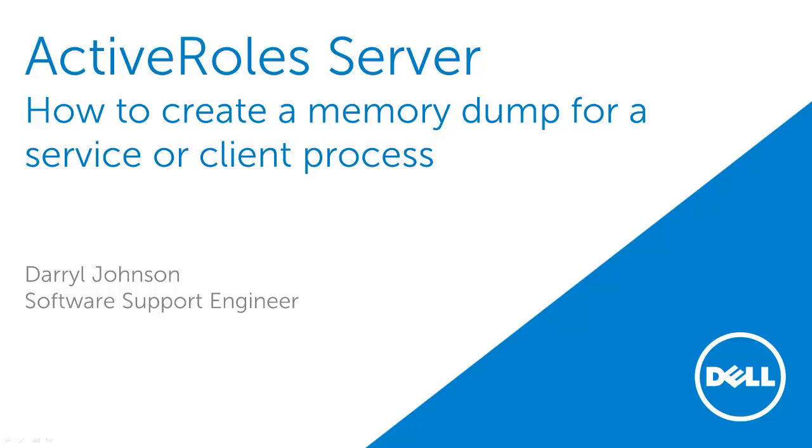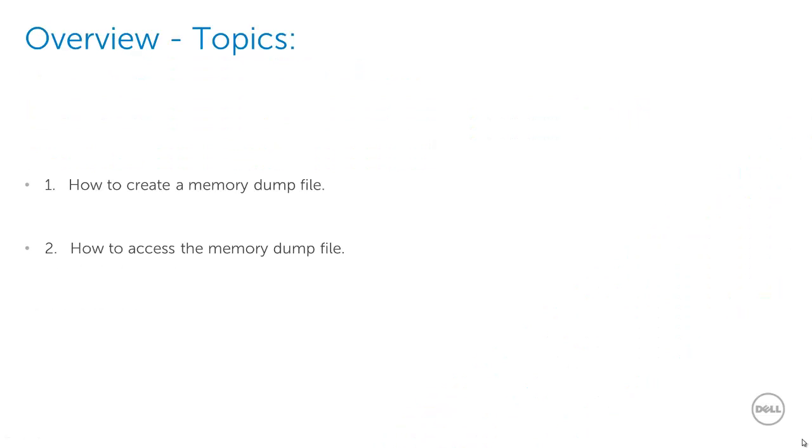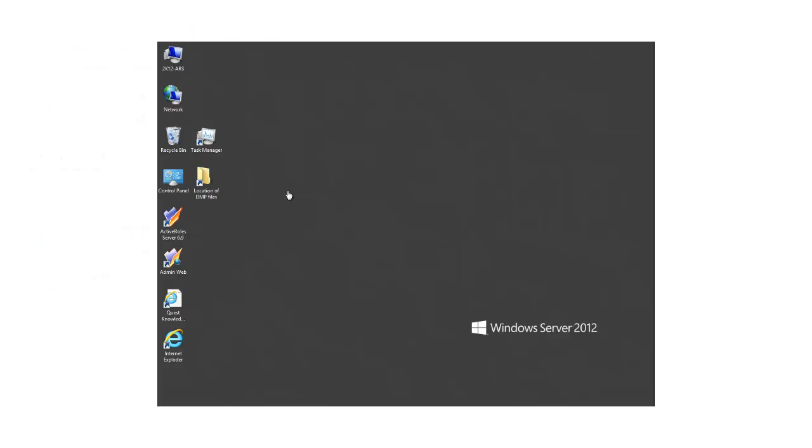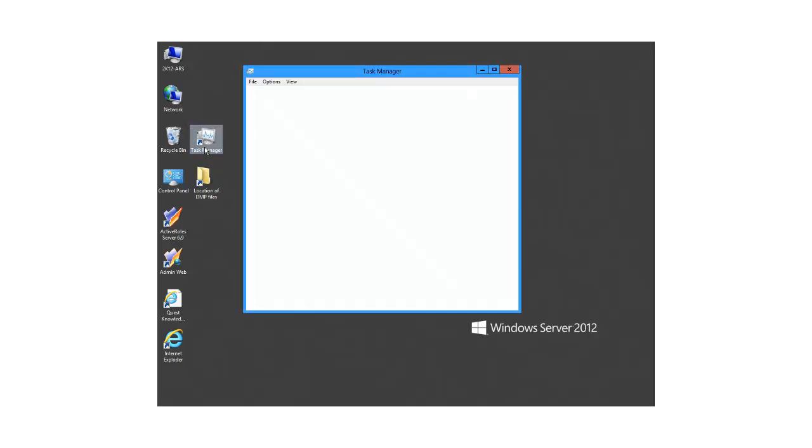This video will show how to create a memory dump for a service or client process, ActiveRoles Server, or for Quick Connect. The two topics will cover how to create a memory dump file and how to access the memory dump file. We're going to be showing you how to do this on Windows Server 2012.